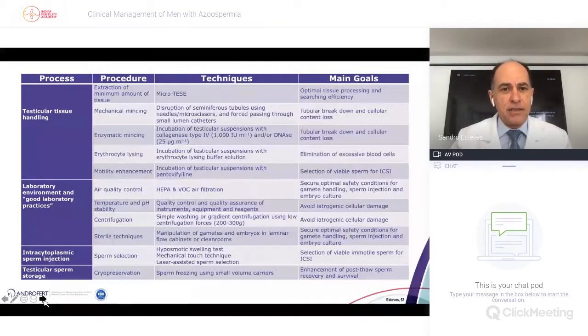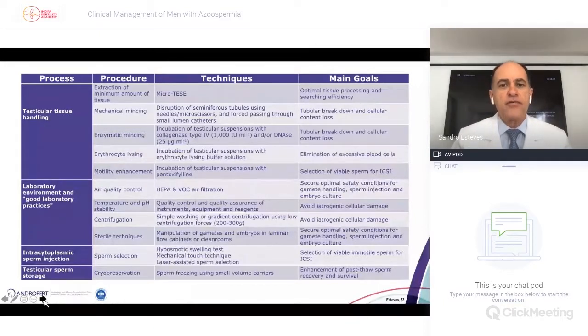Then we need to do something else. We need to do the mechanical mincing, sometimes the enzymatic mincing, because in certain circumstances, we are not able to find the sperm using the mechanical mincing, and then we need to do more processing, which involves enzymatic mincing using collagenase enzyme or DNase enzyme to remove the other cellular elements that we are not interested in.